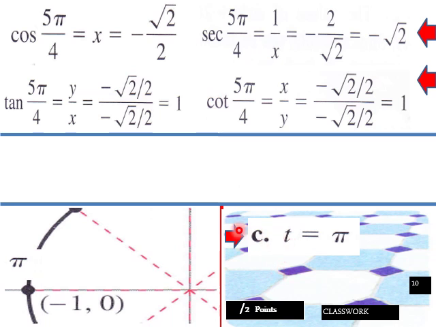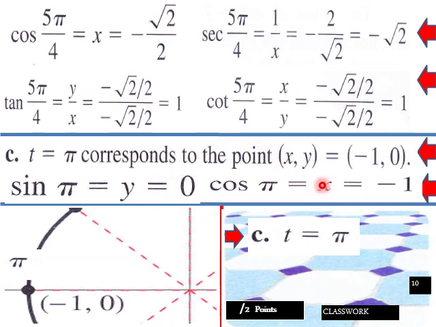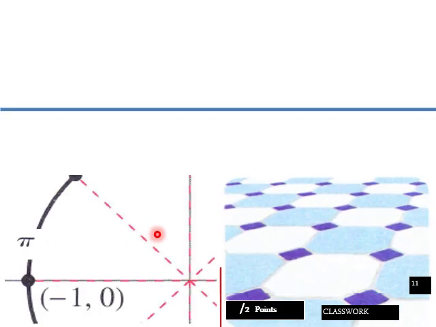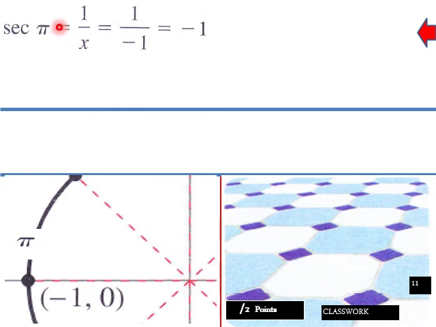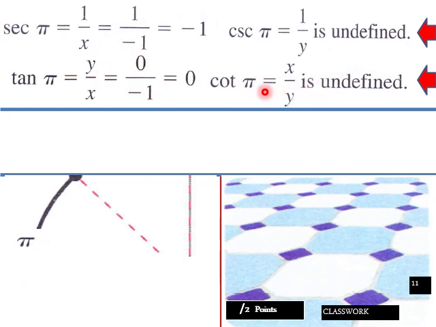Then moving on to pi here, which is the point negative 1, 0. Our coordinates for pi give the trig functions for that. Sine of pi is 0, and then when we figure our functions here, secant would be 1 over x, which would be 1 over negative 1. Cosecant would be 1 over y, and then tan would be y over x, which is 0 over negative 1. And then cotan of pi would be x over y. This flips that around, so it would be undefined.